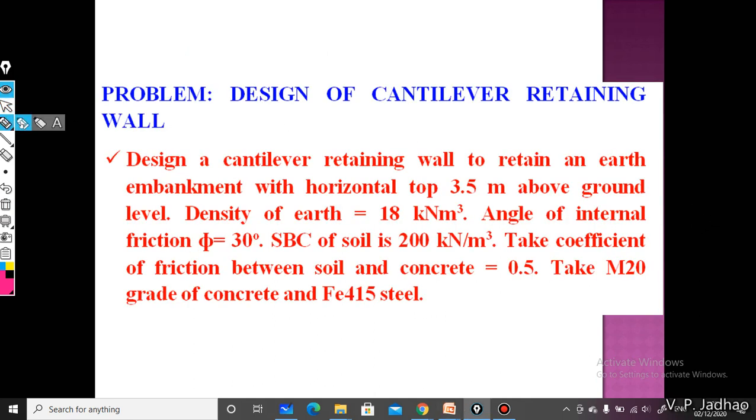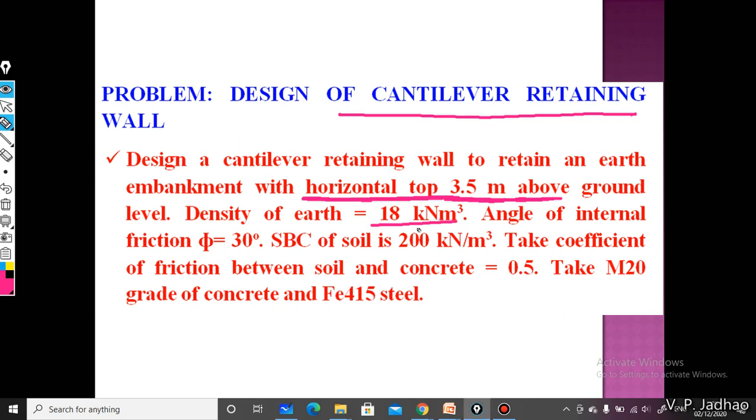Now this is the problem which we will be solving for design of a cantilever retaining wall. The problem statement is: design a cantilever retaining wall to retain an earth embankment with a horizontal top, 3.5 meter above the ground level. Density of earth is 18 kilonewton per cubic meter, that is the value of gamma given here.